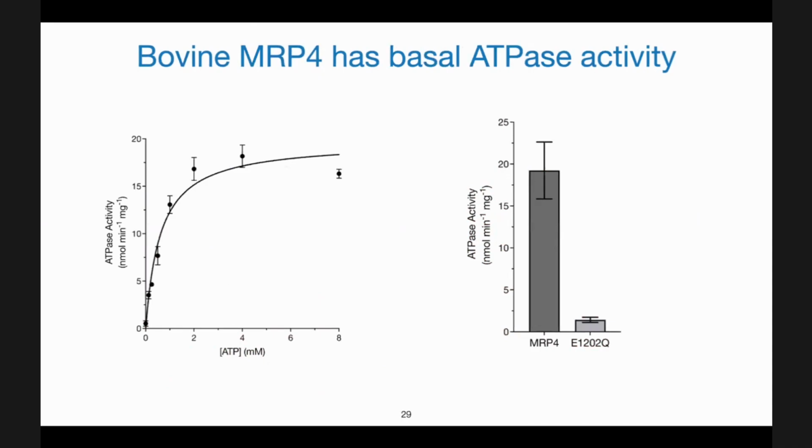And here you can see bovine MRP4, and then we also characterized the functional activity of bovine MRP4, and we could see that there was a basal activity going on in here. And it went through the Michaelis-Menten curve. And on the other side, the E1202Q mutant, which is, sorry.